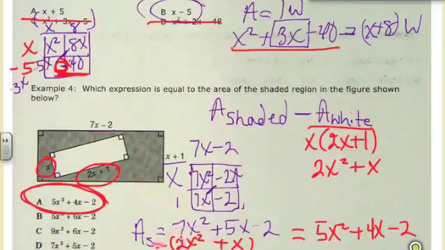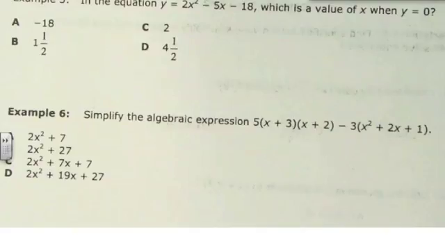All right, ready for our next example? Example 5. In the equation y equals 2x squared minus 5x minus 18, which is a value of x when y equals 0? In my first period today, we talked about several different ways of finding this. One way is to graph it. And then what are we looking for? Where y is 0. And that's on the x-axis.